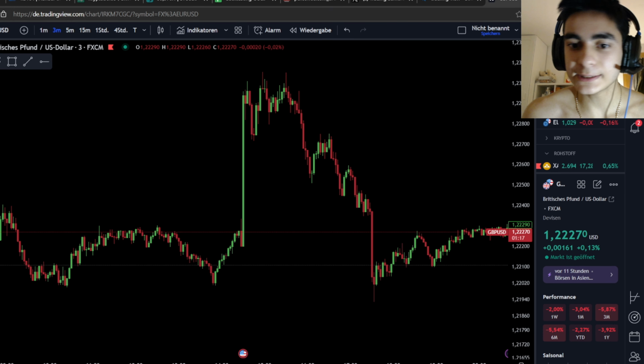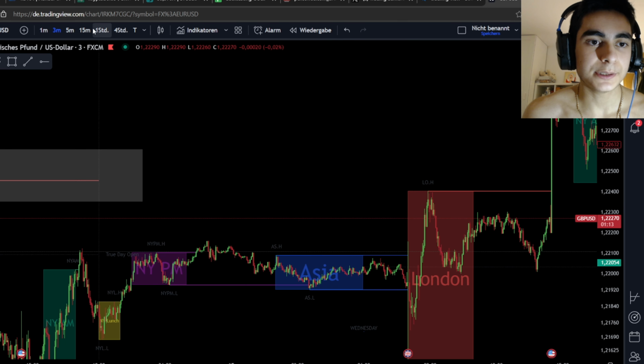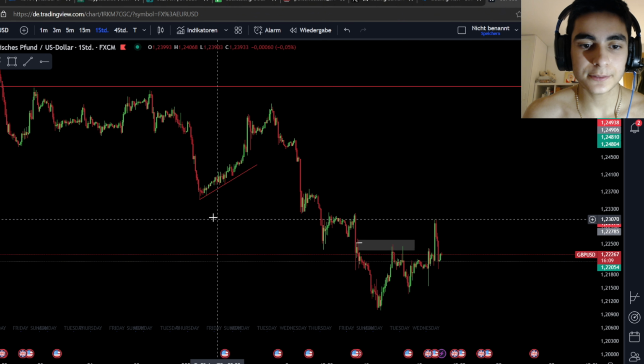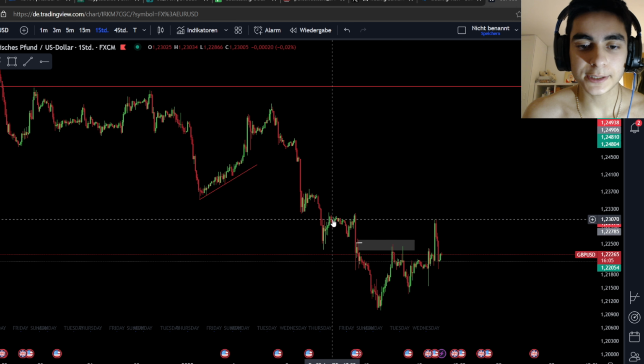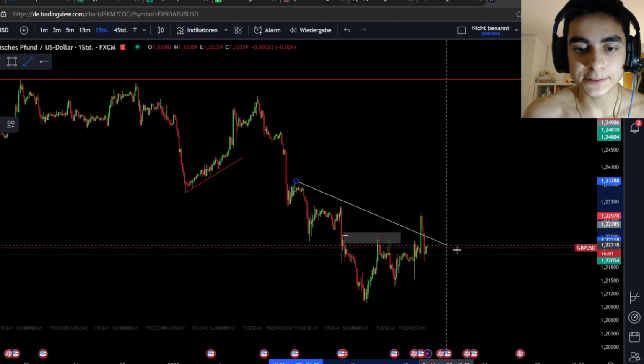And now let's also take a look at GBP USD. What happened here? We can see the trend line, the liquidity trend line got all taken out. Had this small build up.